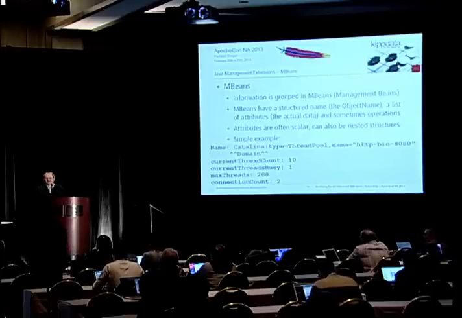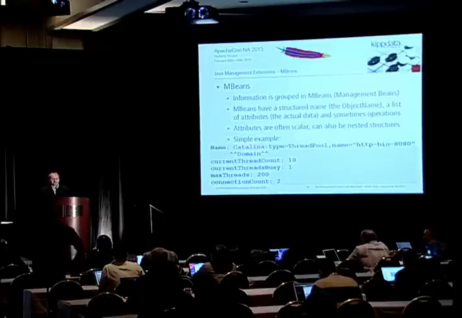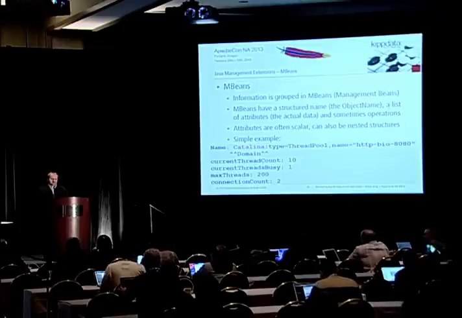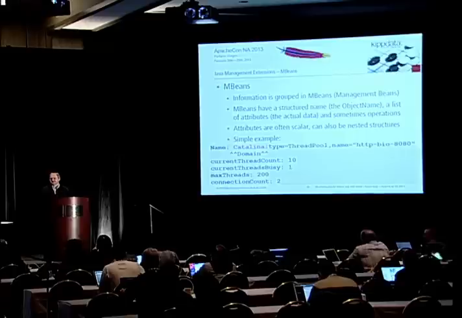The data typically is grouped in objects called mbeans. The M always stands for management in JMX. The mbeans have a name. The name is structured. It's called an object name. And apart from the name, they have a list of attributes. And that's where the data sits.